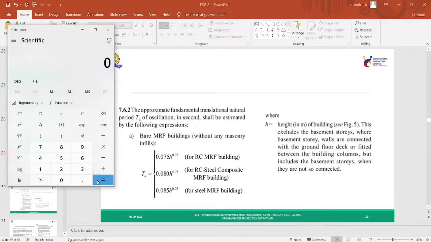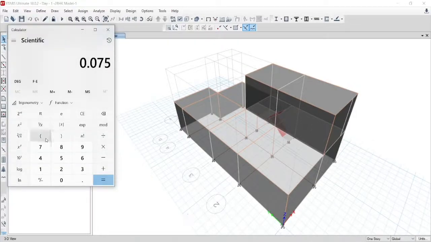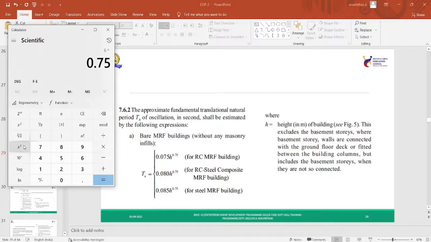Your structure height is, 0.075 h. The height of the structure here, the first floor height is 3 meter and the second floor height is also 3 meter. So, totally you have 6 meter height. Power is 0.075 into... yes, the fundamental natural period of the building is 0.287, that is 0.29, we can take it as 0.29.